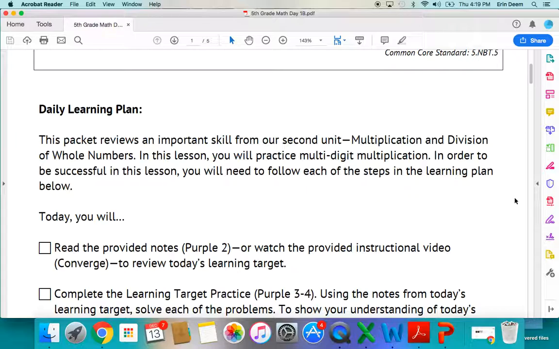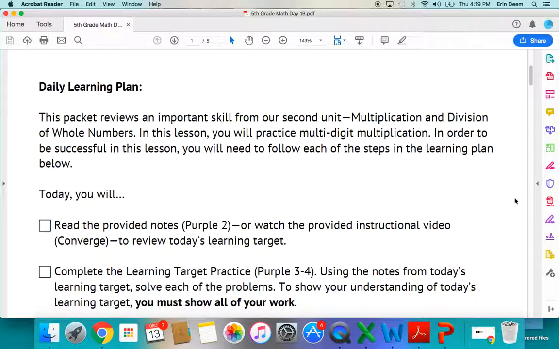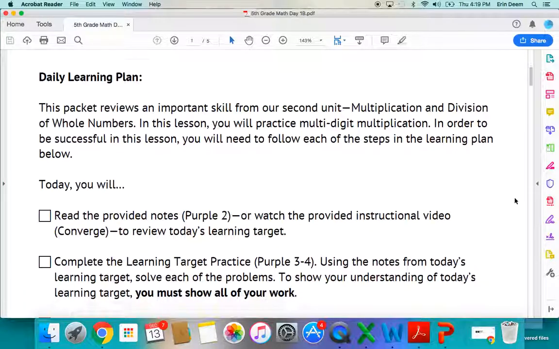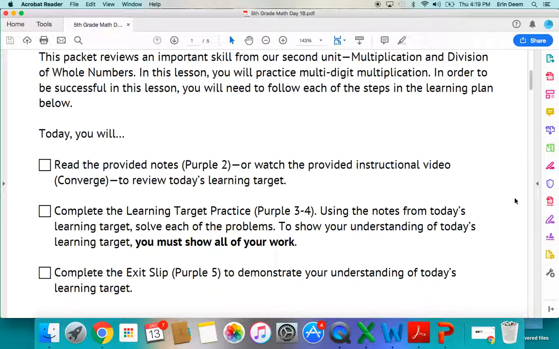today's learning target. Complete the learning target practice, Purple 3 through 4. Using the notes from today's learning target, solve each of the problems. To show your understanding of today's learning target, you must show all of your work. Complete the exit slip, Purple 5, to demonstrate your understanding of today's learning target.